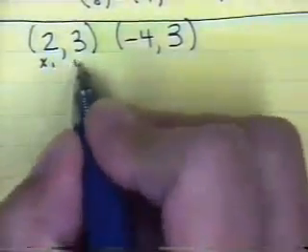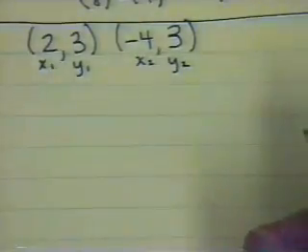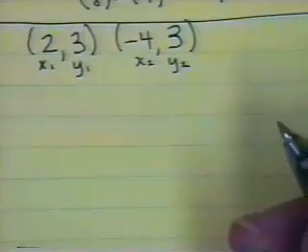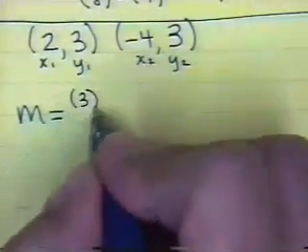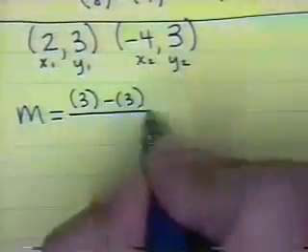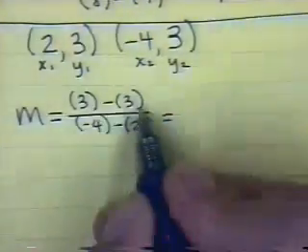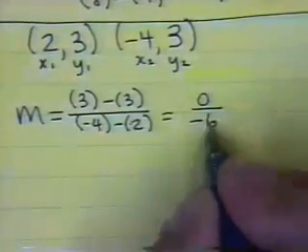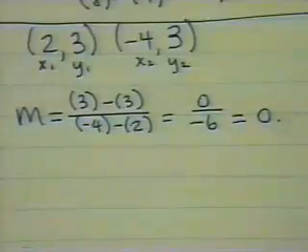This is x sub 1, y sub 1, x sub 2, y sub 2, and again, all that the subscripts do is tell you which point each one of those variables came from. Our slope is equal to y sub 2 minus y sub 1 over x sub 2 minus x sub 1. And in cleaning that up, 3 minus 3 is 0 over negative 4 minus 2. That's a negative 6, or 0 over any number is a slope of 0.